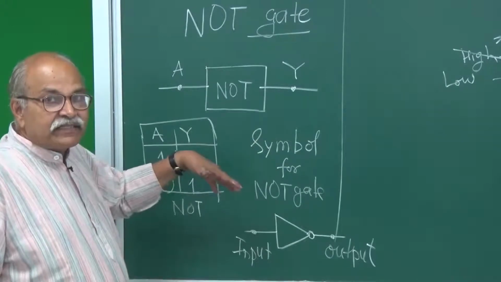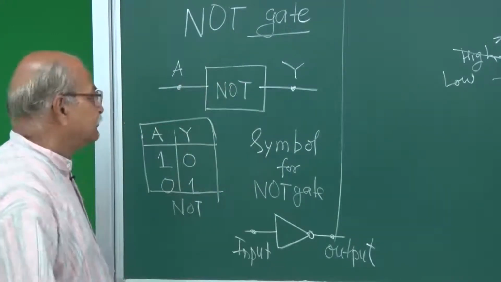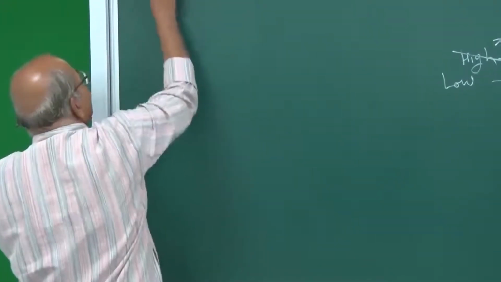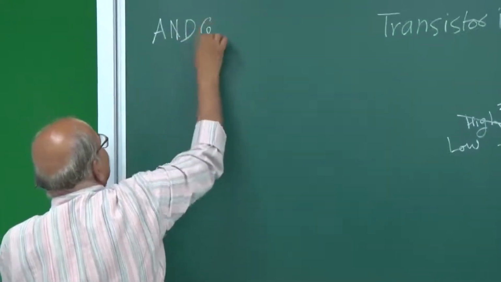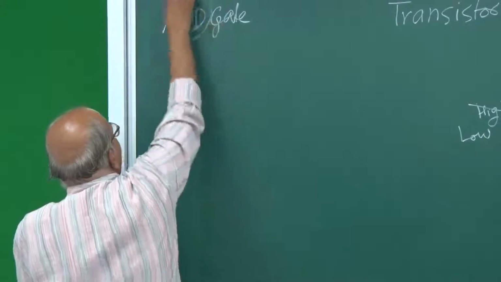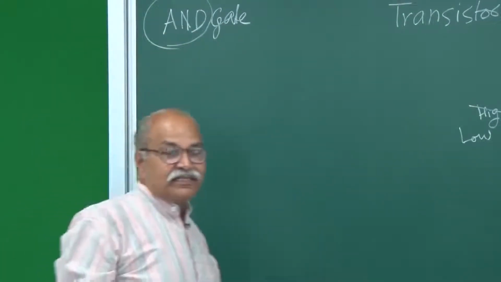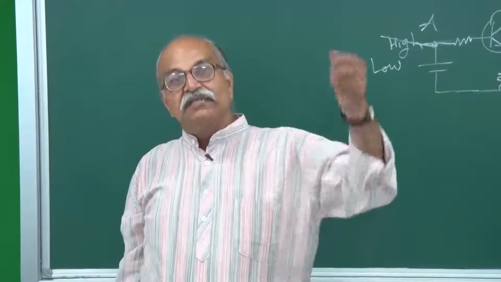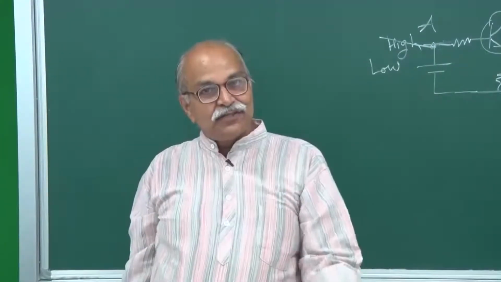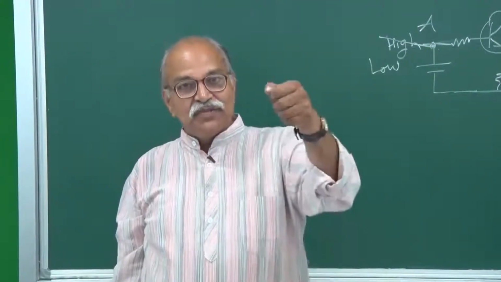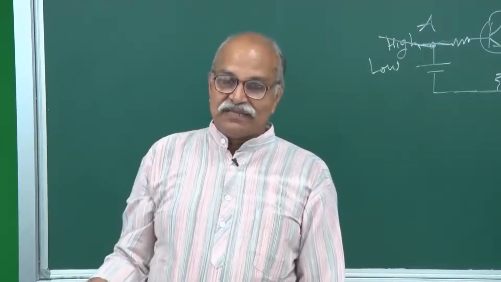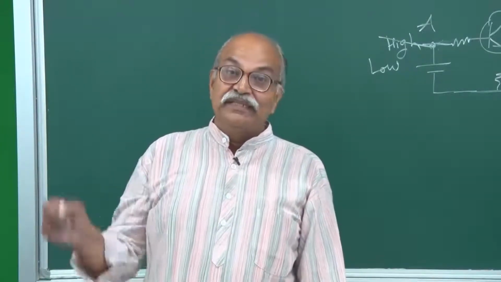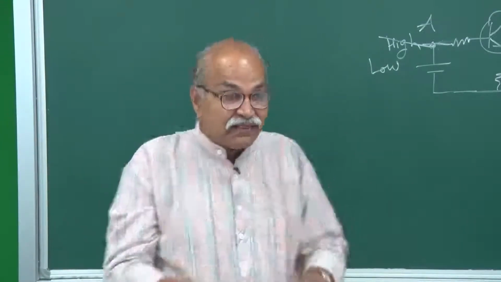Then next, let's take the AND gate. It is called the AND gate. This AND tells that if all your inputs are high, if you have 2 inputs, the first input should be high and the second input should also be high. So if both the inputs are high, then the output is high, and if any one of them goes to low, or both of them go to low, then the output is low. That is why the name AND.